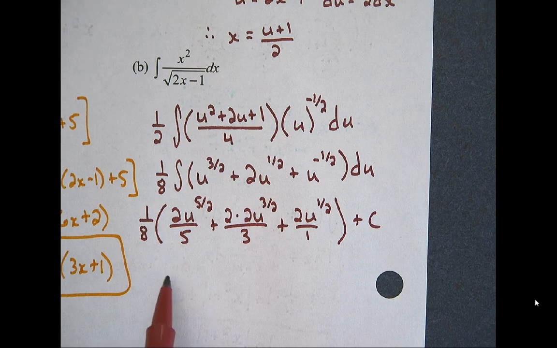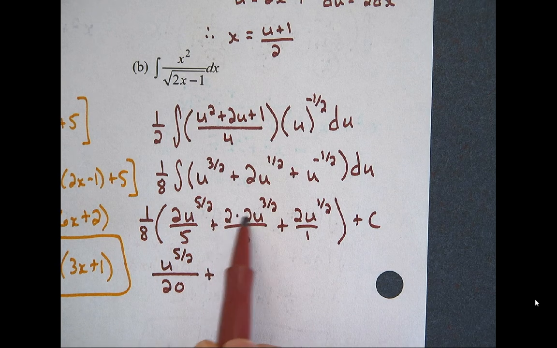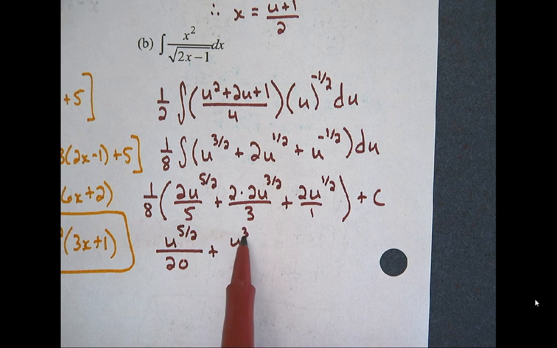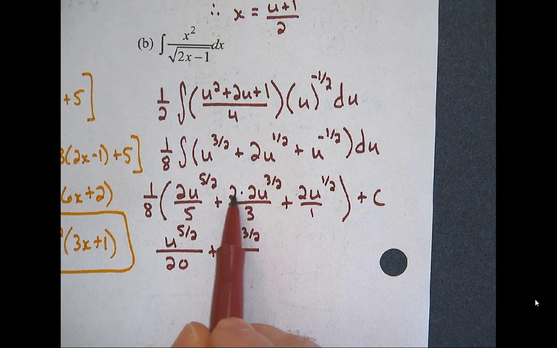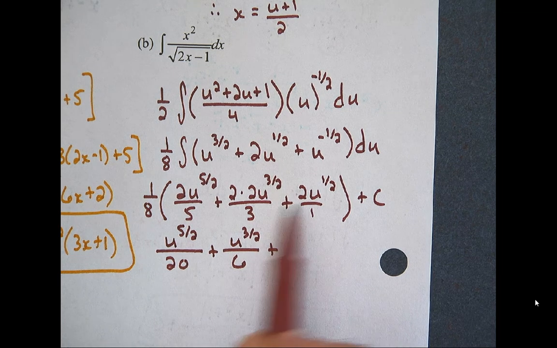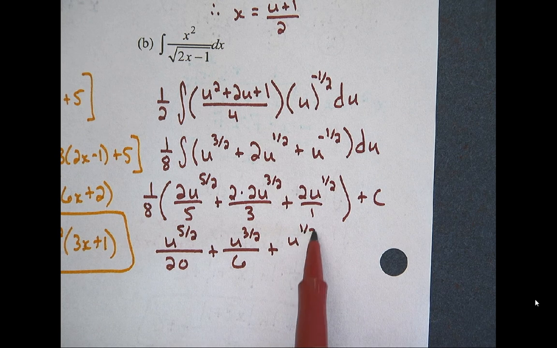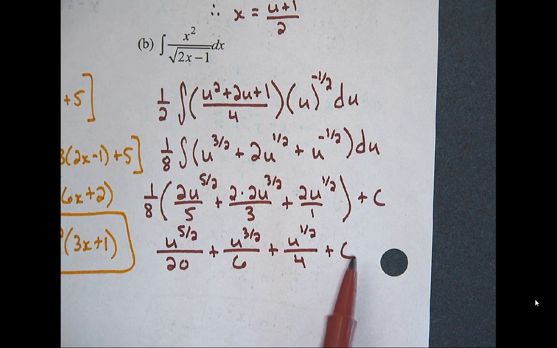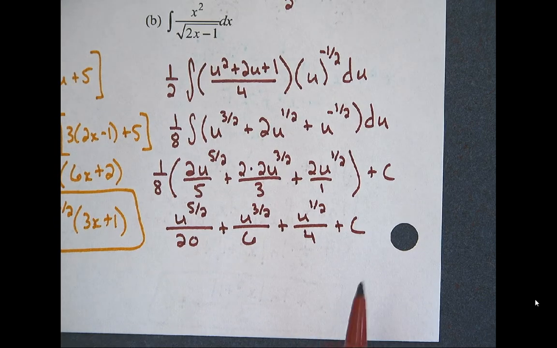So 1/8 is going to leave me with u to the 5 halves over 20. Plus, that's going to be 4 over 8. That's going to leave a 2 on the bottom, so that's u to the 3 halves over 6. Plus u to the 1/2 over 4 plus c. And then that 1/8 gets multiplied by the C, but we don't even know what C is, so we don't really care.